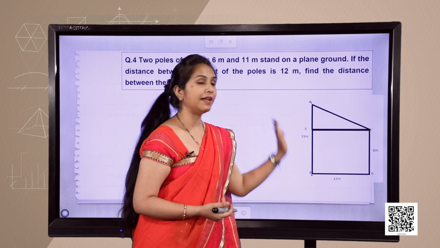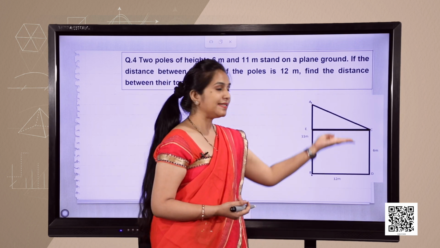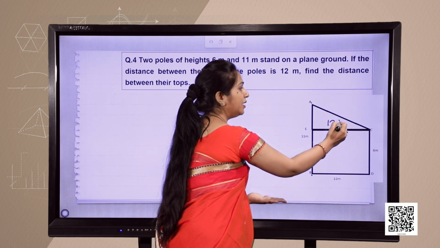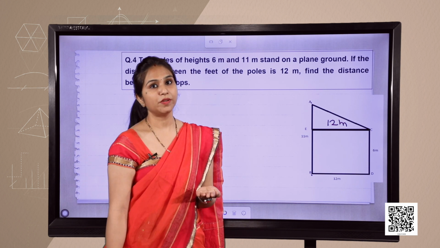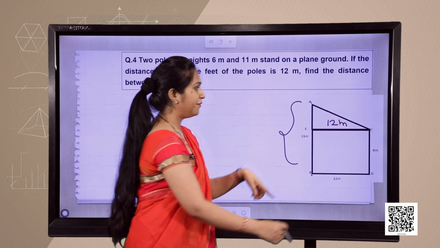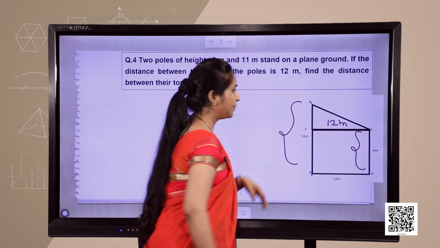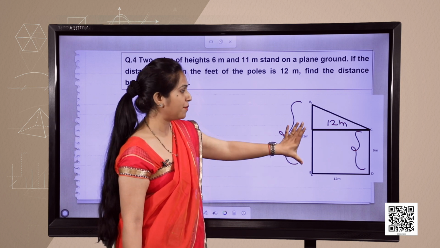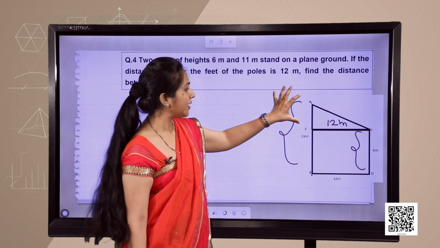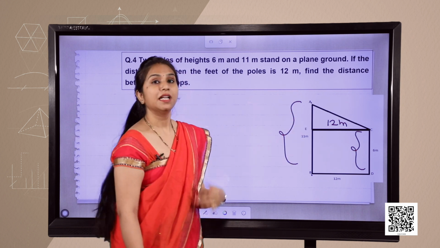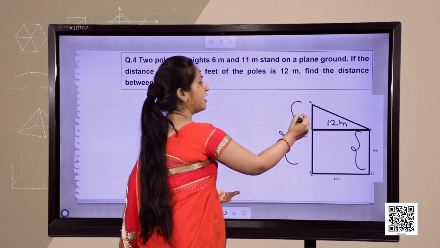We will see the diagram only. See, these two lines are parallel. So if this is 12, this will also be 12 meter only, that is EC will also be equal to 12, and if this whole length is 11 meter and from here to here it is 6 meter, what can you say about AE? This whole is 11 and from here to here it is only 6. What can you say about AE? It is 11 minus 6. 11 minus 6 gives you 5 meter.